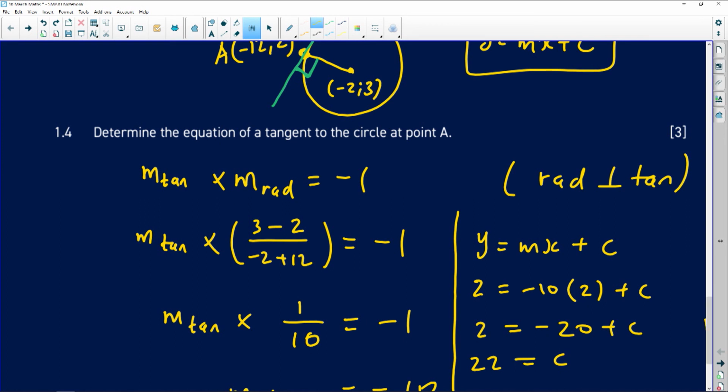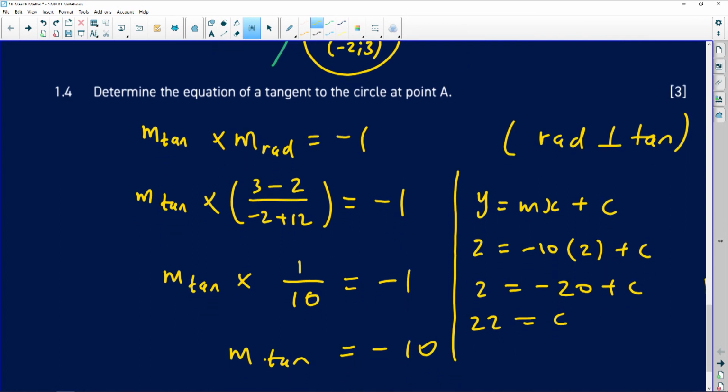And then in conclusion, we can say to the examiner, therefore, the equation of the tangent is simply going to become y is -10x plus 22. And that brings us to the end of this question.